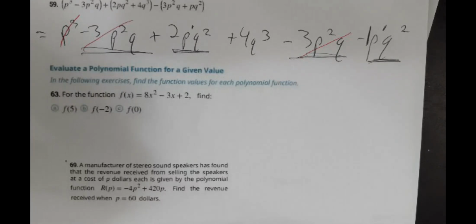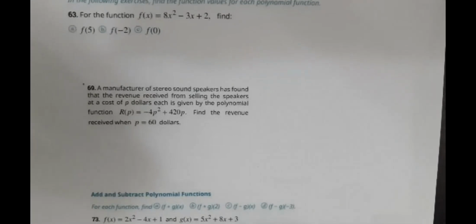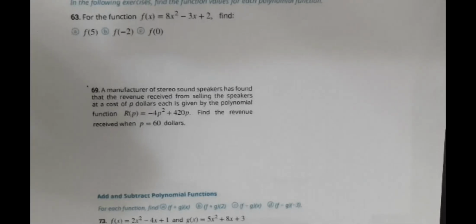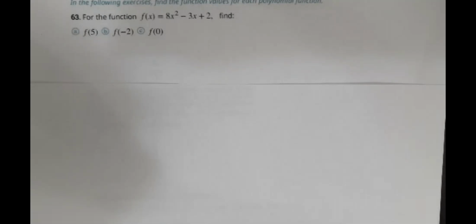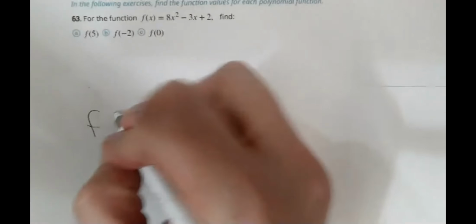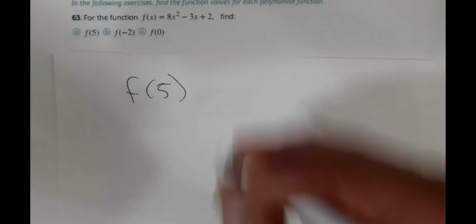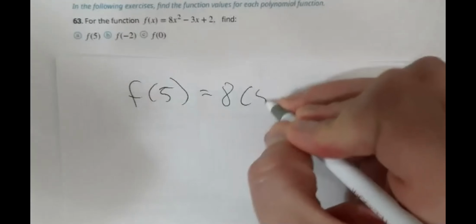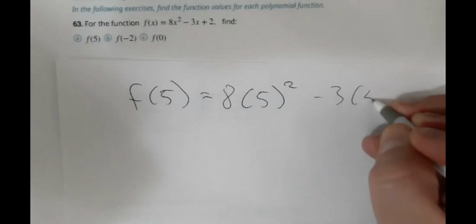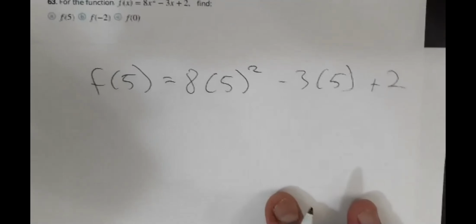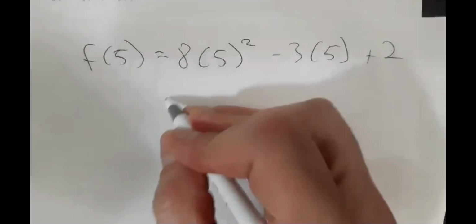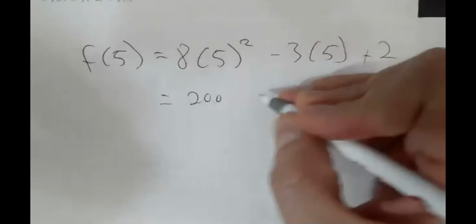We have a function. We want to find f of 5, f of minus 2, and f of 0. So this goes back to evaluating a function. If I'm doing f of 5, what is f of 5 going to look like? 8 parentheses 5 squared minus 3 parentheses 5 plus 2. And we'll get 200 minus 15 plus 2.